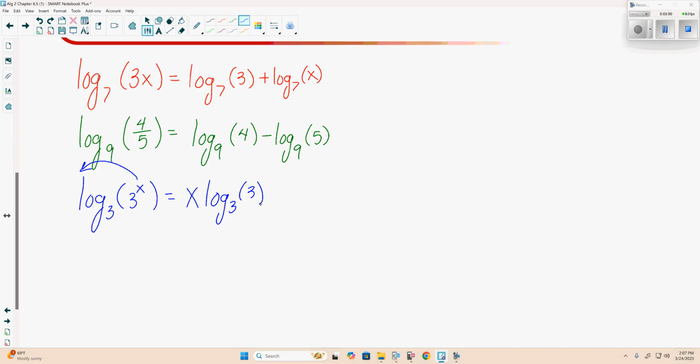So we kind of see how these properties work going from one to the other. They're really expanding. Now the last one actually can be simplified a little further because log base 3 of 3 is just 1. So it actually is just x. Log base 3 of 3 to the x ends up being x. But that's how we do that power property.